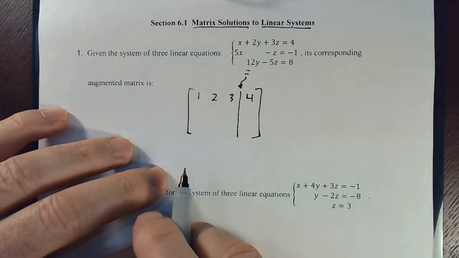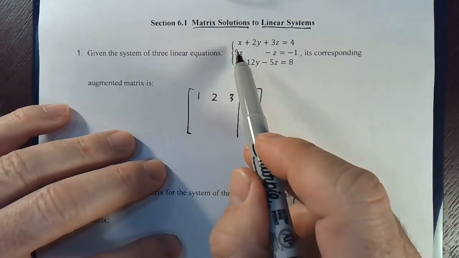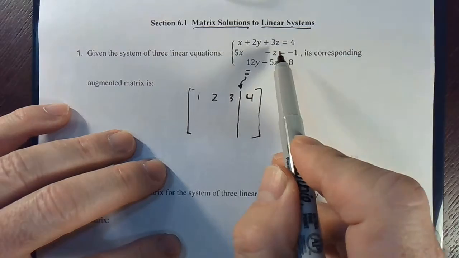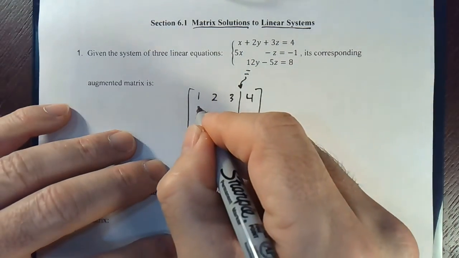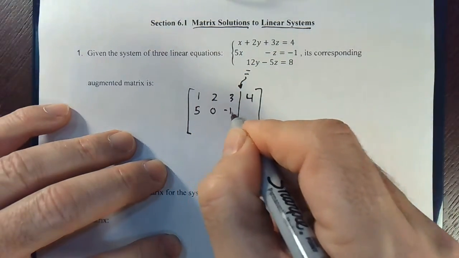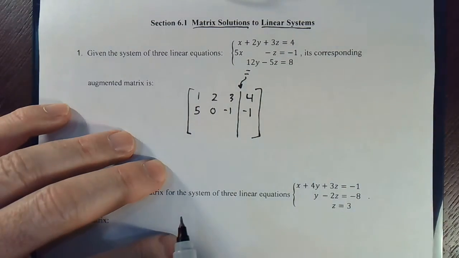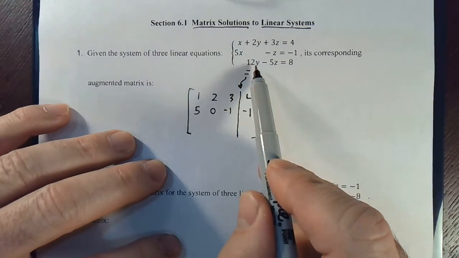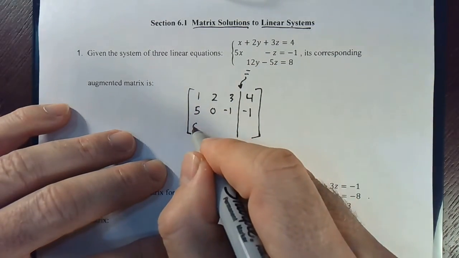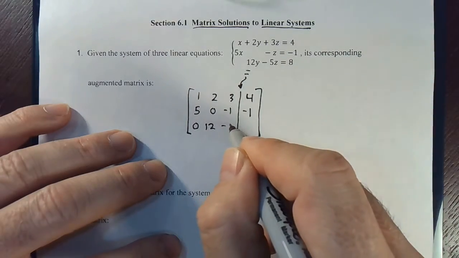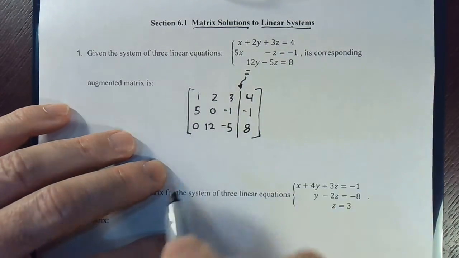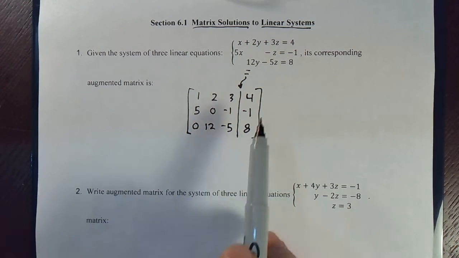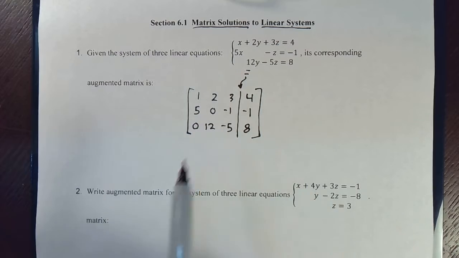All right, the next one is going to be 5, and you must remember the 0, negative 1, negative 1. 5, 0, negative 1, negative 1. And then the third equation is 0x, so it's going to go 0, 12, negative 5, 8. That's all there is to creating an augmented matrix from a given system of equations.